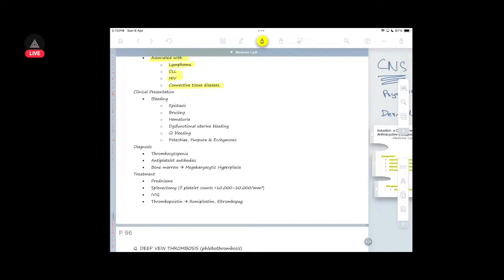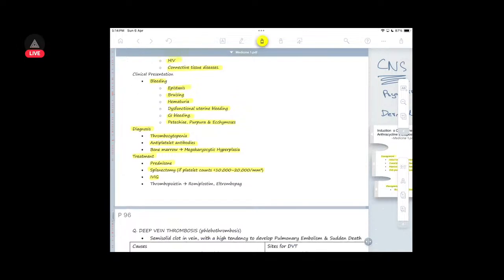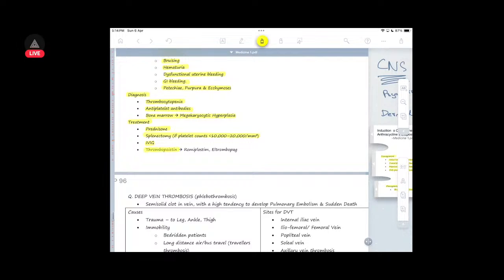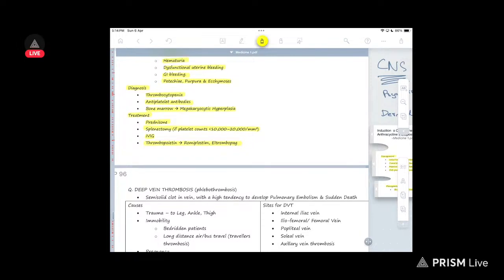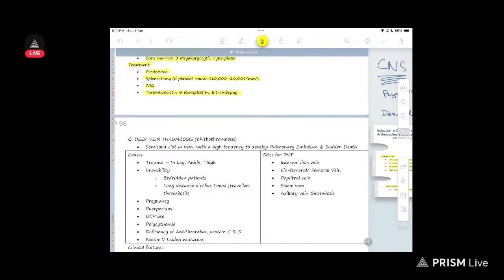So clinical presentation, you have bleeding, epistaxis, bruising, hematuria, dysfunctional uterine bleeding, GI bleeding, and petechiae and purpura, ecchymosis. Diagnosis, you have thrombocytopenia, antiplatelet antibodies, and bone marrow can show megakaryocytic hyperplasia. Treatment, you provide prednisolone, splenectomy, intravenous immunoglobulins, and thrombopoietin agonists, which are romiplostim and eltrombopag.